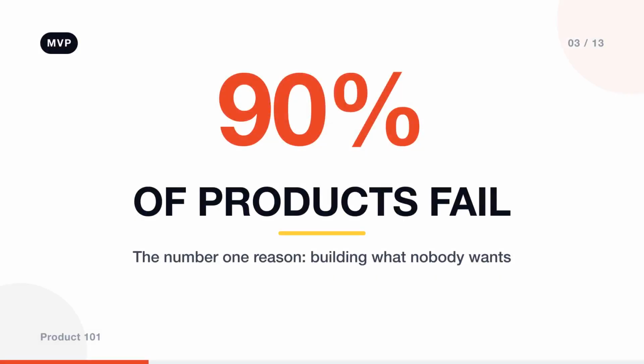The numbers are brutal. Around 90% of new products fail. And the number one reason isn't technical. It's building something perfectly that nobody actually wanted. So the real risk isn't in your code. It's in what you choose to build.